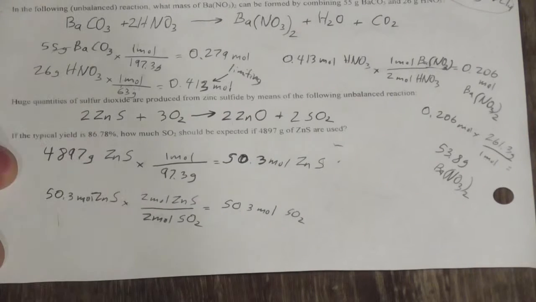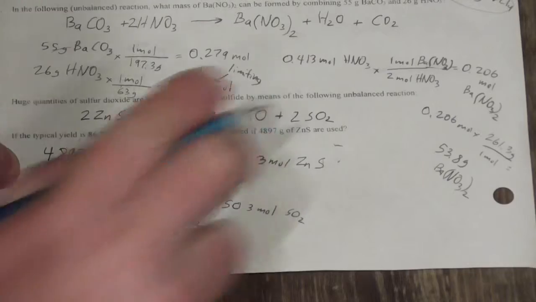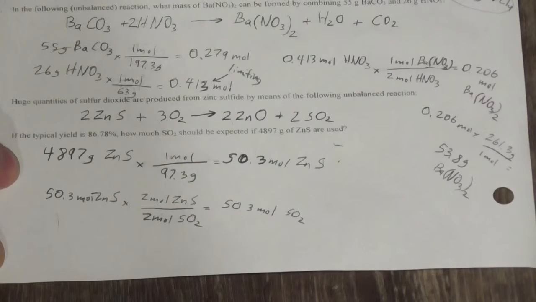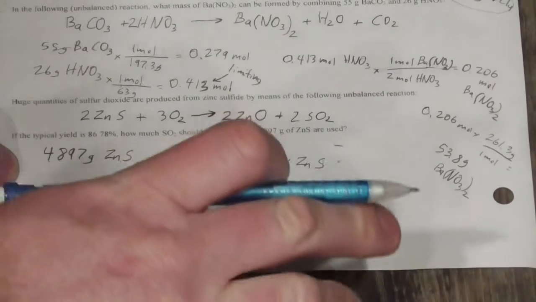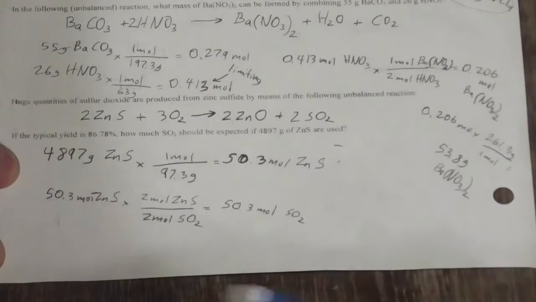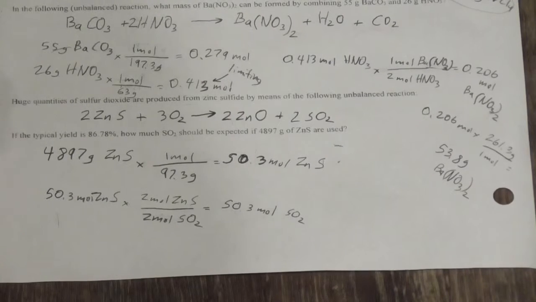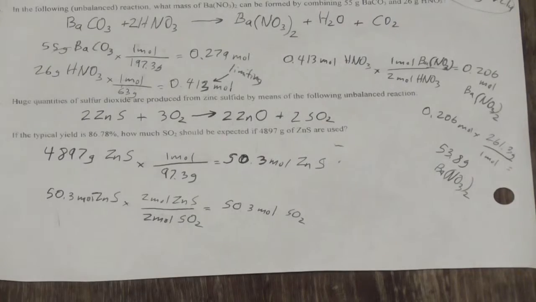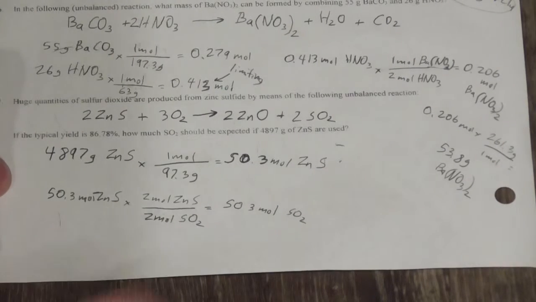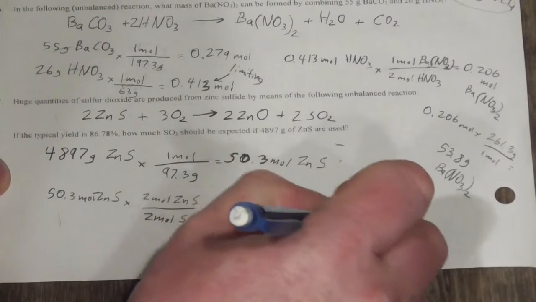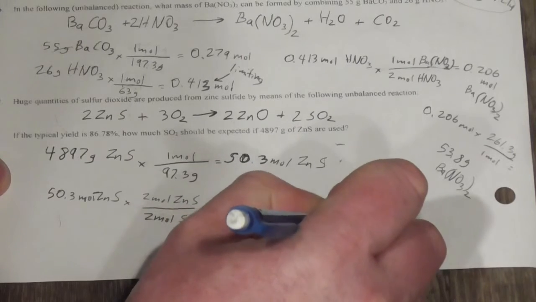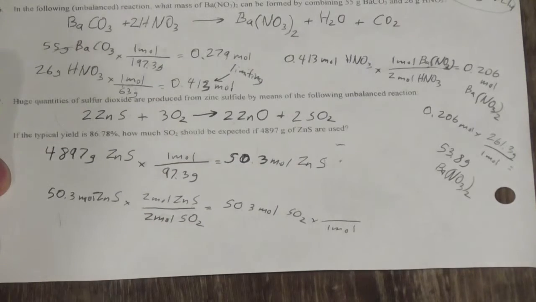Now it says the yield is 86.78%. Sulfur dioxide is a gas. I can do it one of 2 ways. I could do moles to liters, or I could do moles to grams. It doesn't ask specifically what the amount is. Either way, the gram mass or the liter mass is going to be the same. I think I'll turn this into grams just because that is more common. So it would be the gram molar mass of sulfur dioxide.